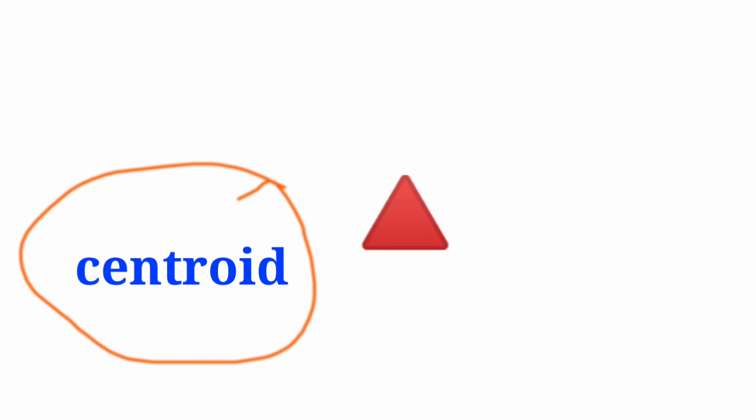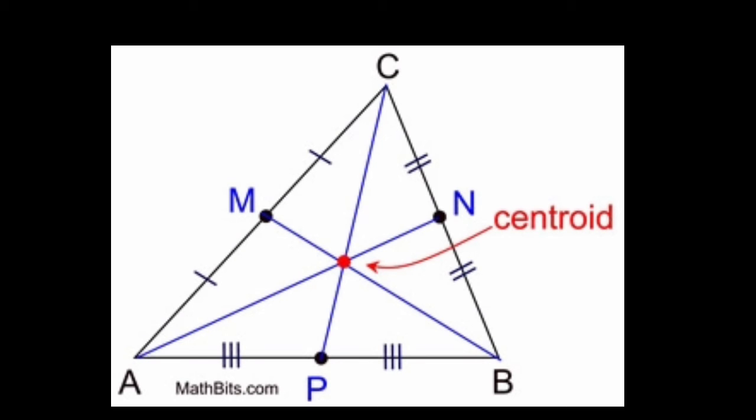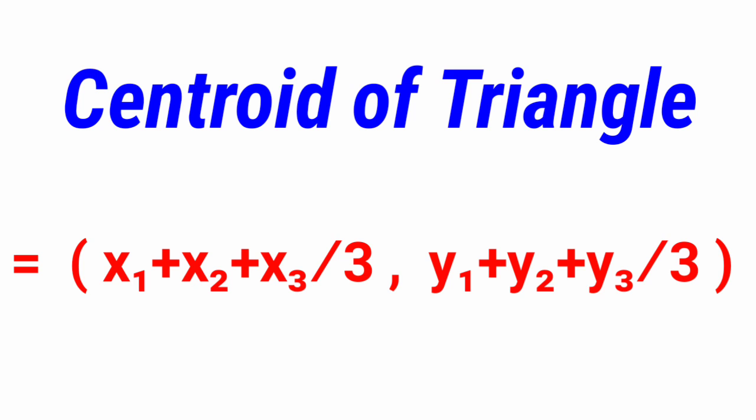In case of a triangle, there may be another question about the centroid of the triangle. For this, you can find the coordinates of the centroid of the triangle by using this formula. The formula is sum of the x coordinates divided by 3, comma, sum of the y coordinates divided by 3.